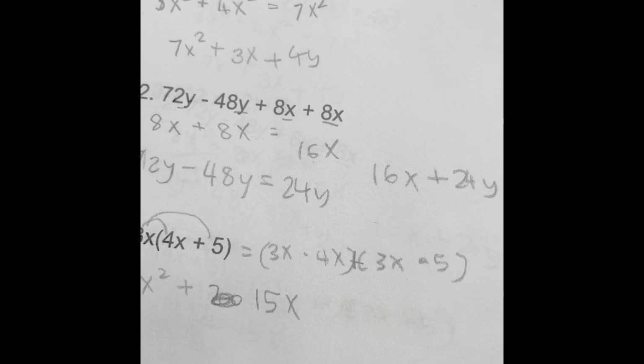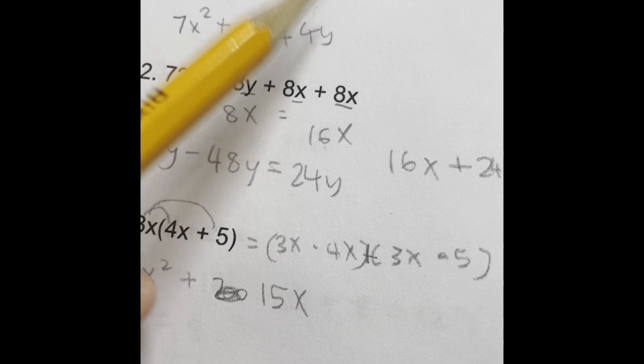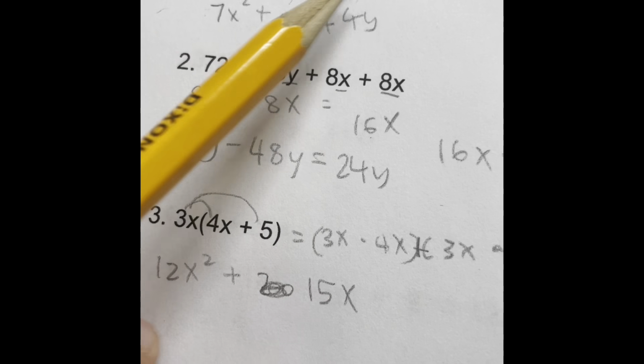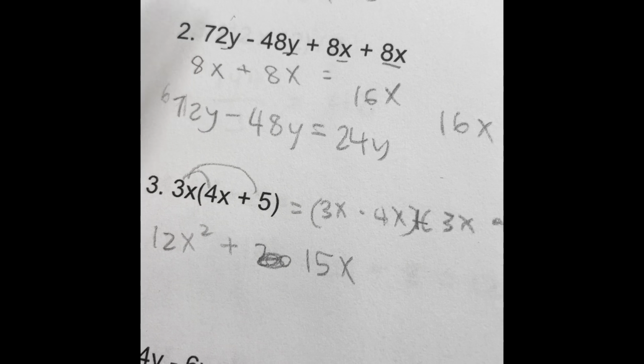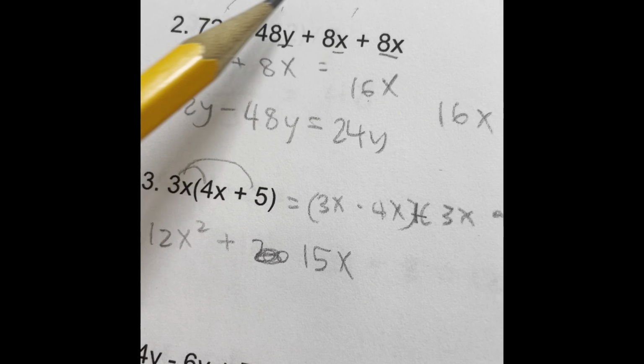So this one, the first thing you need to do is look at the like terms. These two both have x squared, so you can add them, which equals 7x squared, and the other ones don't have like terms. So it's 7x squared plus 3x plus 4y.